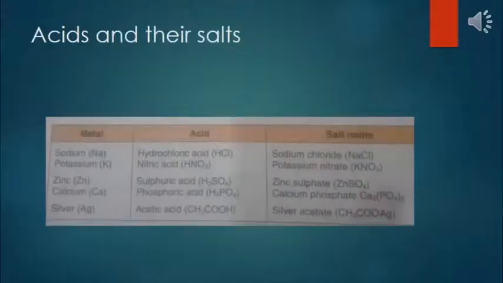Dear all, a salt gets its name from the names of the metal and the acid. As you can see in Table 10.4 on page number 38 of our book, they have given you a table of metal, acid and the salt name. In this, the metal sodium reacts with hydrochloric acid and forms a salt, sodium chloride. Potassium reacts with nitric acid and forms potassium nitrate. Similarly, zinc reacts with sulphuric acid and forms zinc sulfate. Calcium reacts with phosphoric acid and forms calcium phosphate. Silver reacts with acetic acid and forms silver acetate.